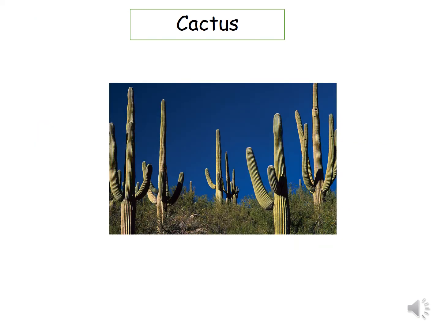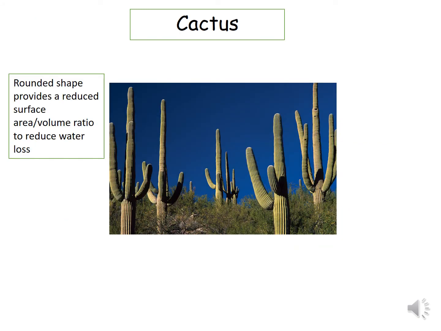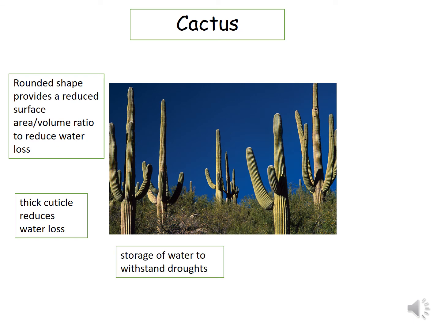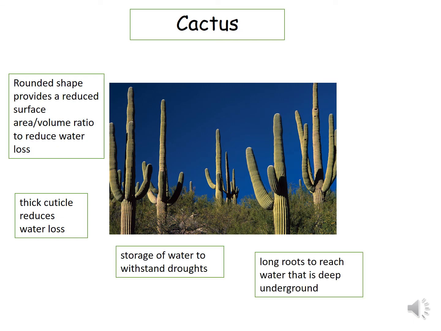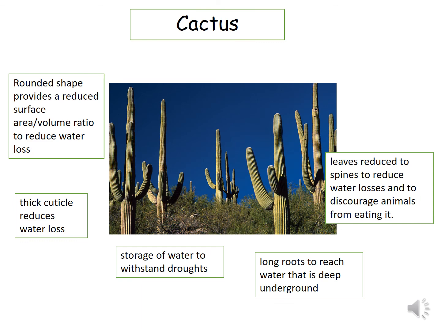The cactus has a rounded shape which provides a reduced surface area to volume ratio to reduce water loss. It's also got a thick cuticle which also helps to reduce water loss, storage of water to withstand droughts, long roots to reach water that is deep underground, leaves reduced to spines to reduce water losses and to discourage animals from eating it, and a green stem for photosynthesis.